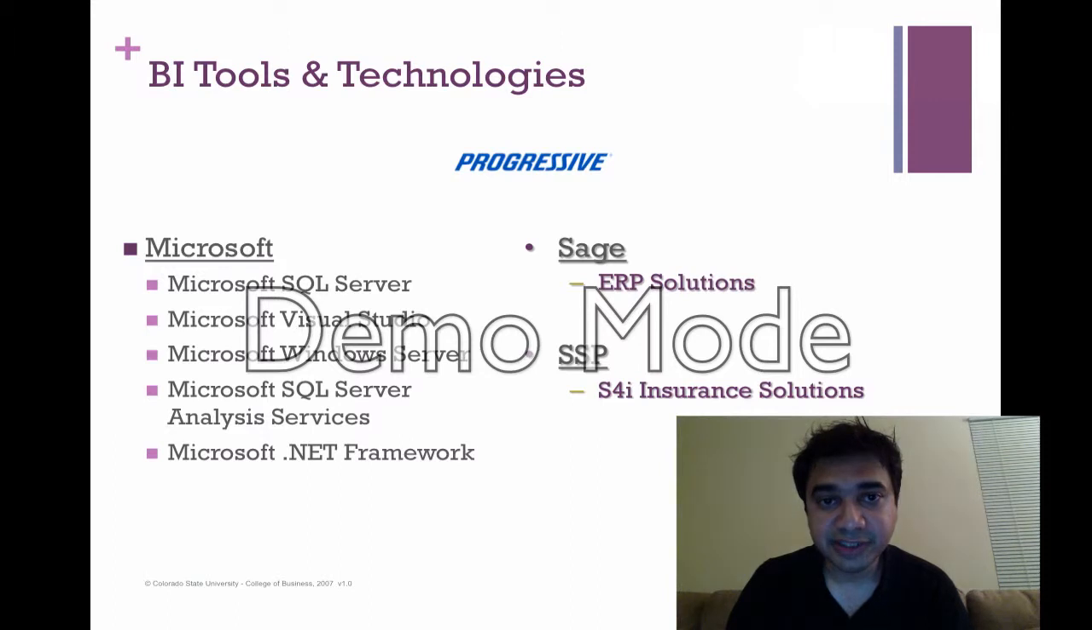So if you look at some of the BI tools and technologies that Progressive has implemented, the major platform for Progressive has been Microsoft, where they've used Microsoft SQL Server, Microsoft Visual Studio, Windows Server, Microsoft SQL Server Analysis Services, and Microsoft .NET Framework. They also use Sage ERP solutions for their backend enterprise resource planning. And Progressive Insurance uses SSP for their insurance solution needs. So SSP has a package for business intelligence, which Progressive Australia uses.